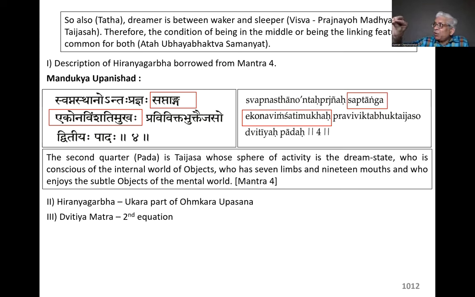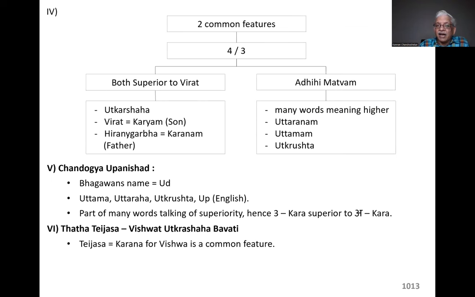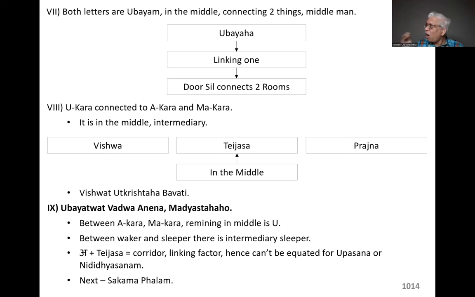Like we have seen in the waking state, the individual is called Vishwa, and the total devata responsible for the waking state is called Virat. So here it is Hiranyagarbha. Now we have got to see the common features between Virat and Hiranyagarbha, and try to understand the letter U. Taijasa is the karanam for Vishwa. That is the common feature. The subtle body is responsible for the gross body.